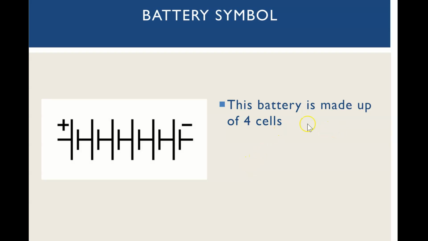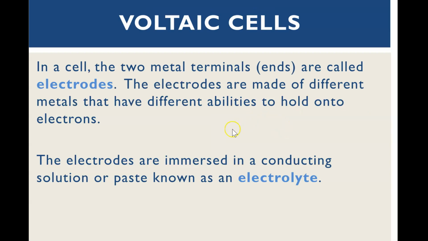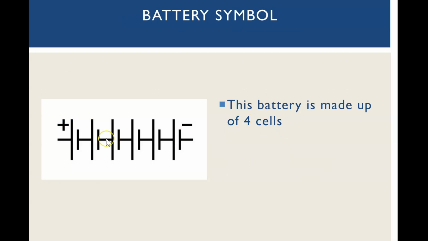And this is the symbol of a battery that's made up of 1, 2, 3, 4, 5, 6 cells. This is a typo, because I added a different diagram. I like this one better than the previous one that was in this PowerPoint. So this is 1, 2, 3, 4, 5, 6 cells, not 4. I should change that.